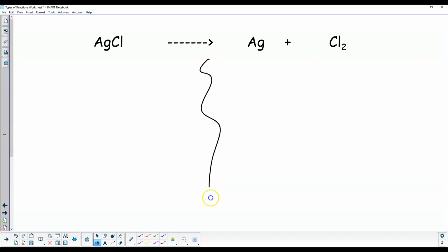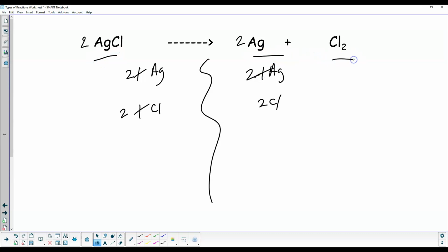All right, let's take a look at this one. We have one silver. We have one chlorine over here. One silver, two chlorine. Okay, I'd put a two here to change the chlorine to two, but it also changes silver to two. Flop a two there, and we're good. So you have one thing falling apart into two or more parts. That is decomposing. Decomposition.